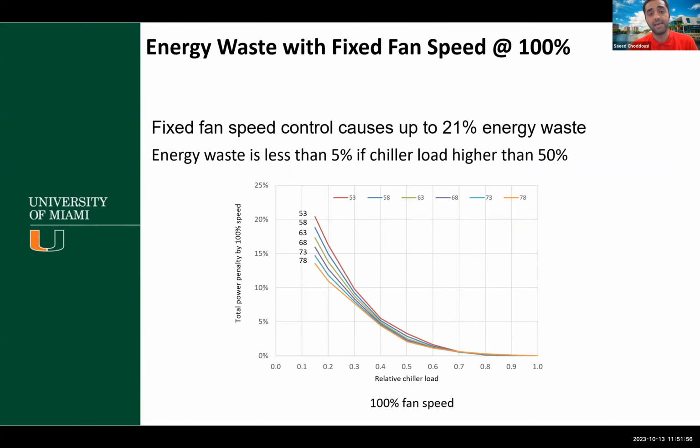The last conventional control was the fixed fan speed at 100%, regardless of any other inputs. We can see that up to 21% energy waste happens when we use this 100% fan speed at different ambient air wet bulb temperatures.